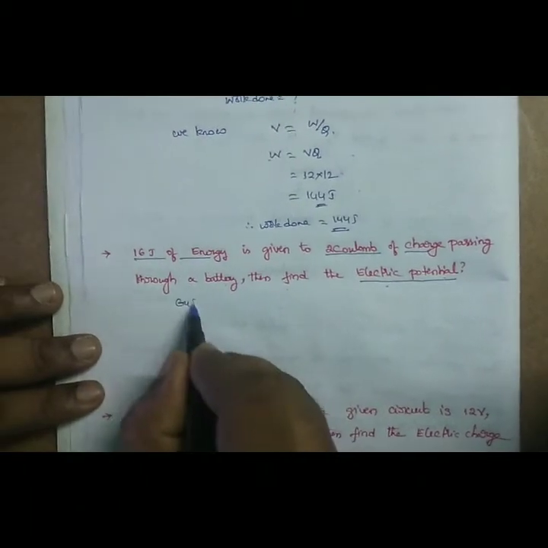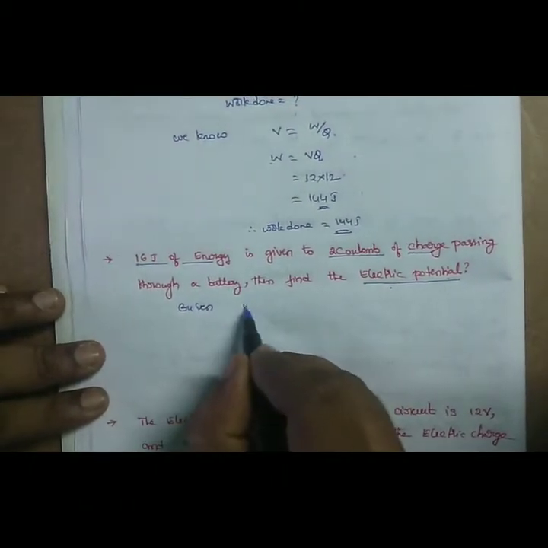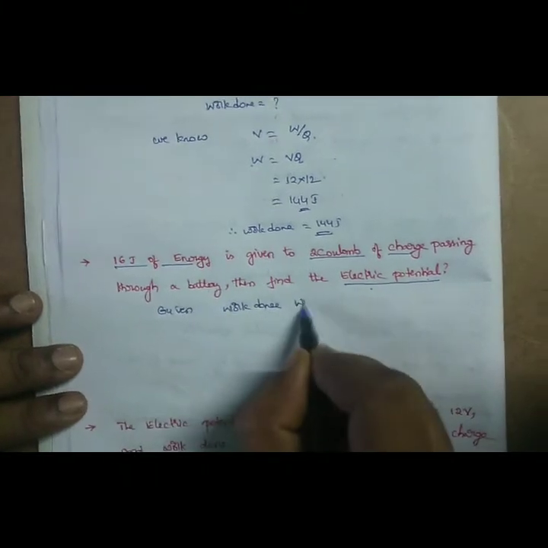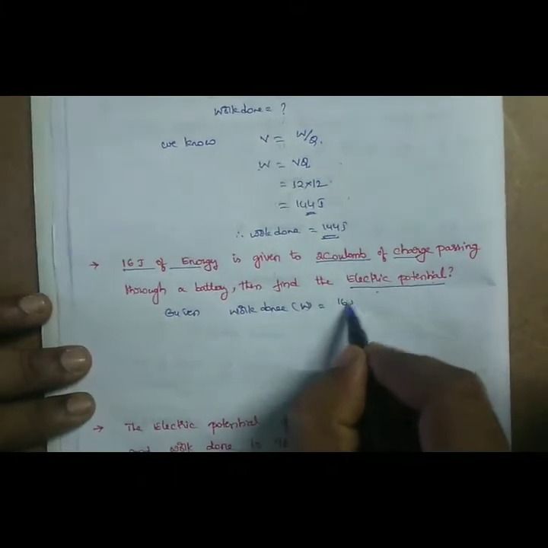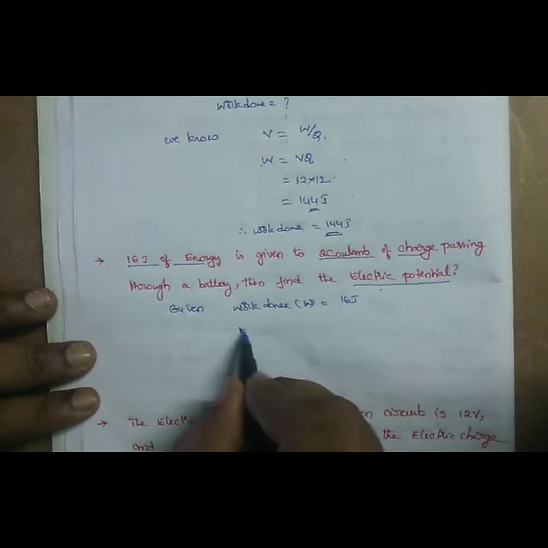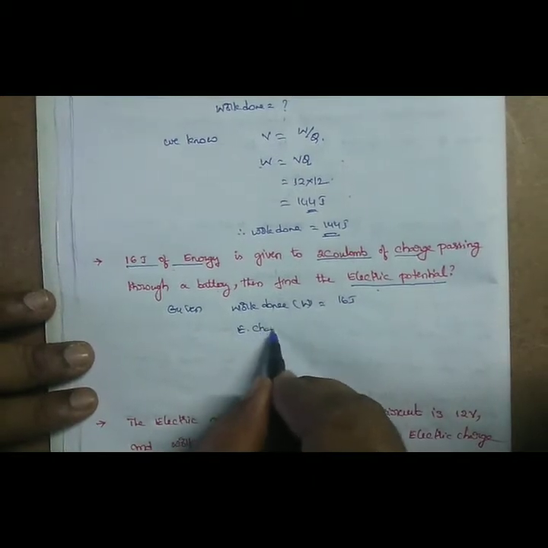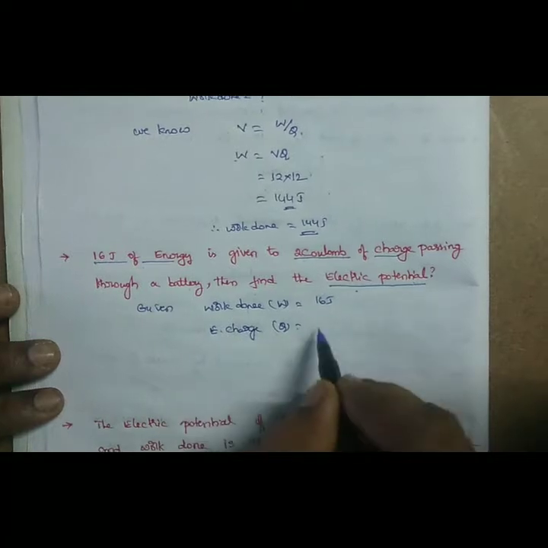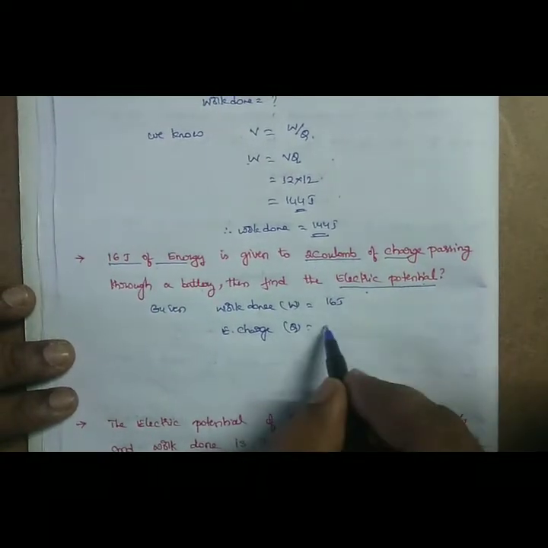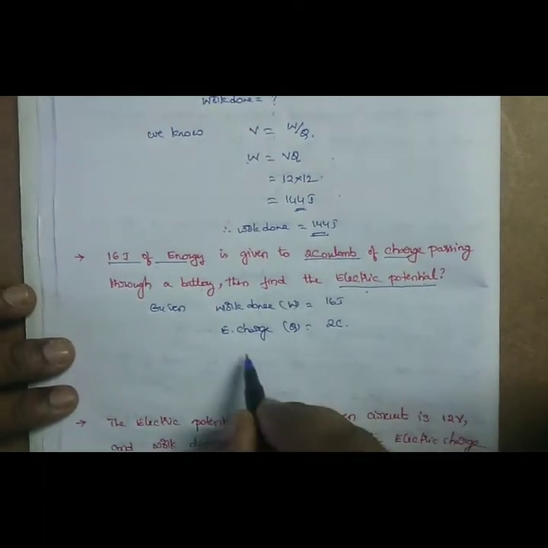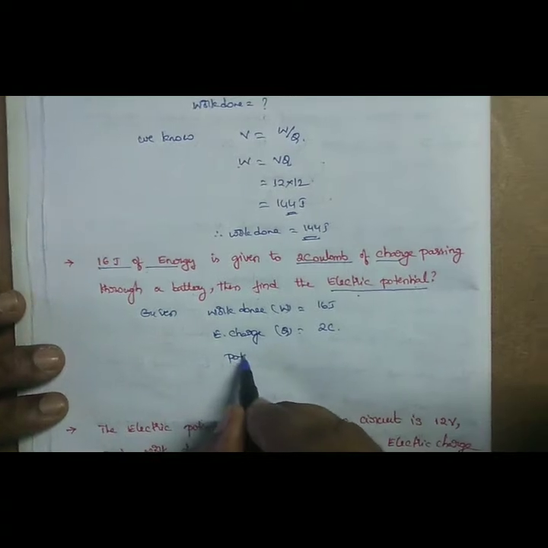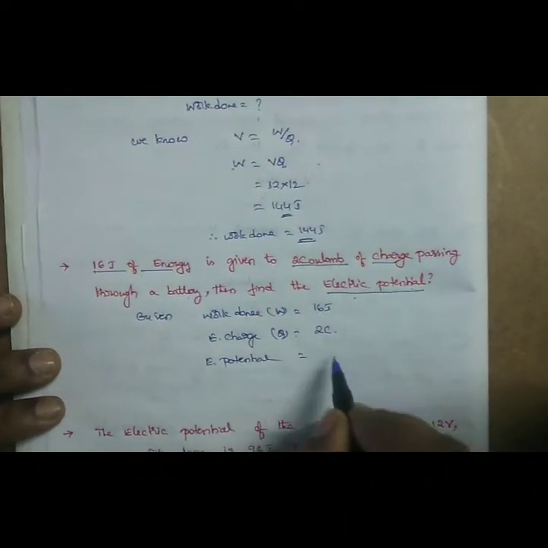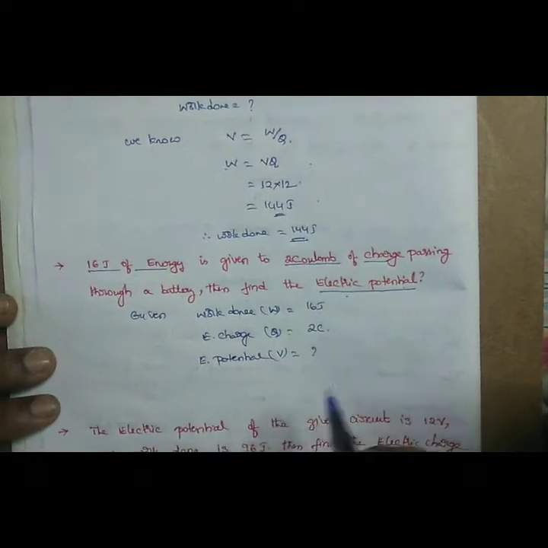But first of all, given work done W is equal to 16 joules. So electric charge Q is equal to how much? 2 coulombs. Now find the potential difference, that means electric potential. Electric potential is equal to V, that means question mark.